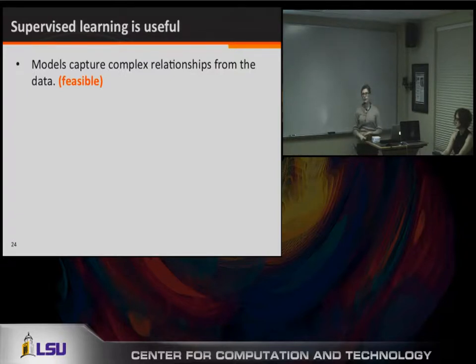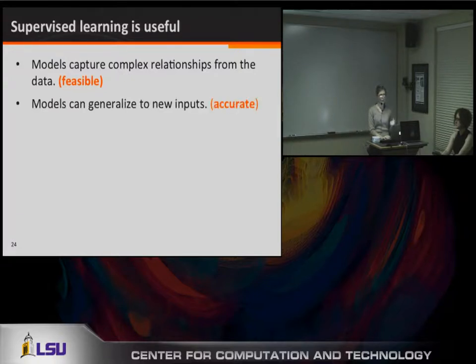Alright, so supervised learning is useful for several reasons. Number one, these models capture very complex relationships from the data, and they often do it quite well. So in many cases, especially in gesture and audio analysis in music, it might be impossible to sit down and write this model function explicitly. So supervised learning actually makes this model building feasible.